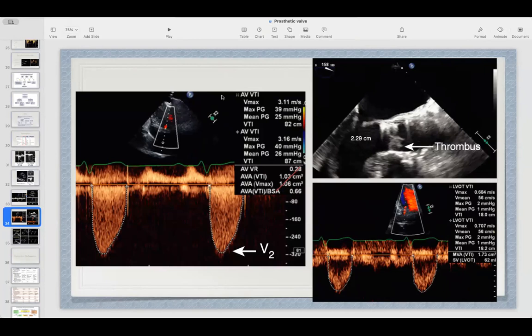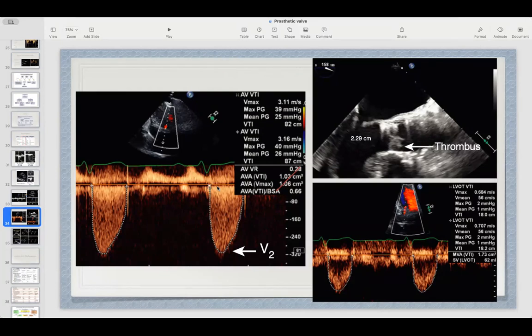Here, in another patient, you will see there is an increase in the velocity. The velocity is 3.1, so we can say there is a pathology. If you go through the process that we discussed, you divide the maximum velocity of the LVOT, which is 0.27, by 3, and for sure you will get something less than 0.25. The acceleration time is clearly going to be more than 100 if you measure it. So from this, you can say that the patient has true prosthetic stenosis.